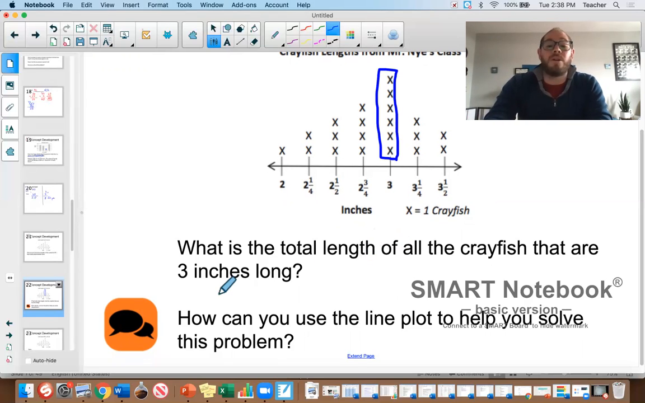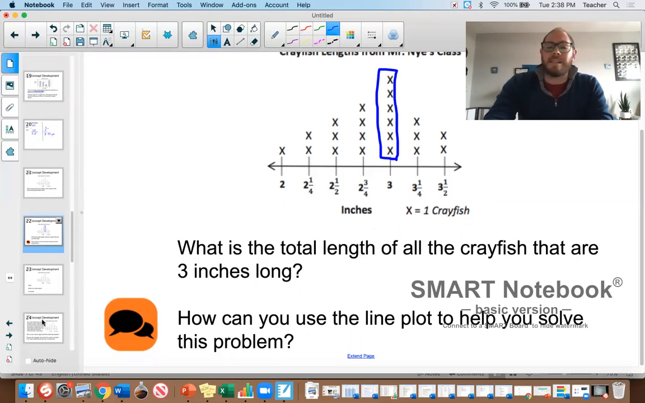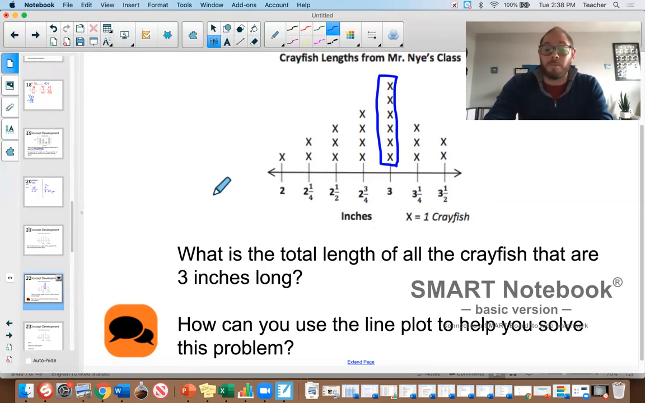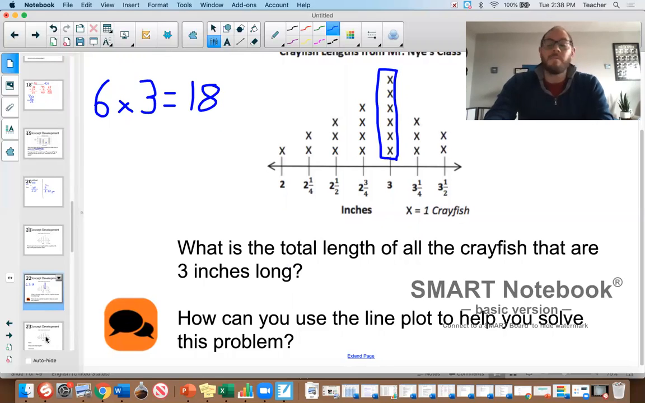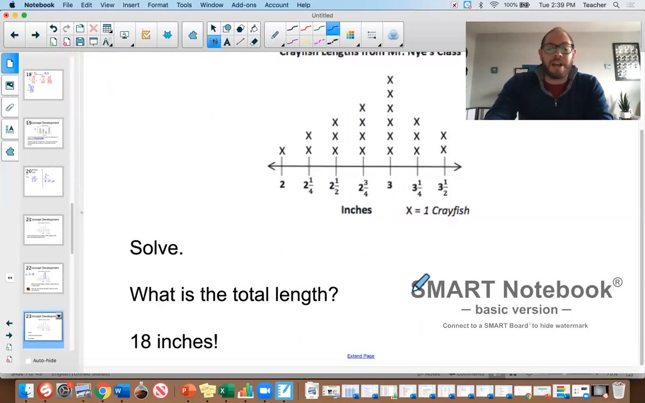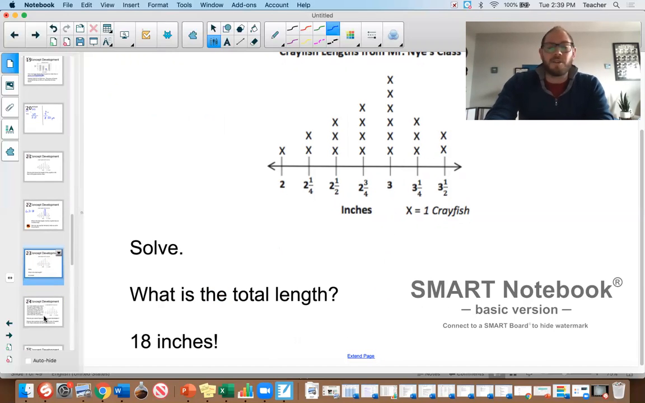and they want to know how long all the crayfish would be all together. So I can easily turn this into an addition problem or a multiplication problem. I could say 6 crayfish times 3 inches is how long altogether? Say it with me. 18 inches long. Altogether, the crayfish are 18 inches long. All right, let's go to our next one. Oh, we just solved this one. Aren't we brilliant? All right, let's go to our next one.